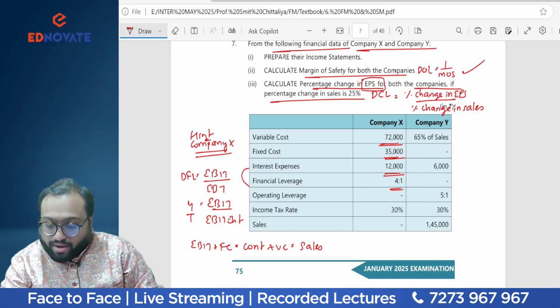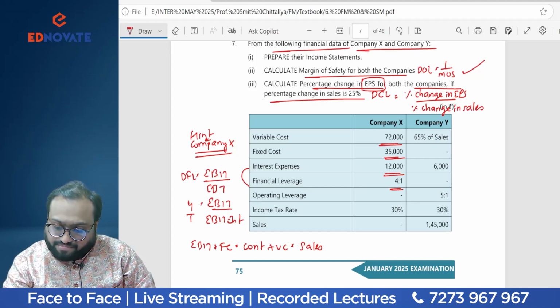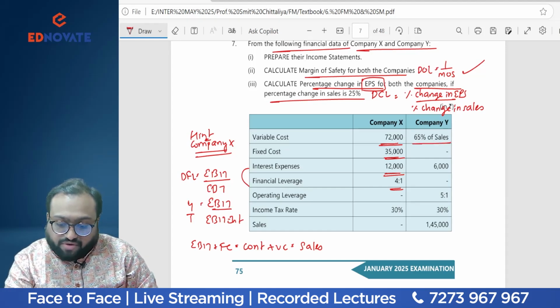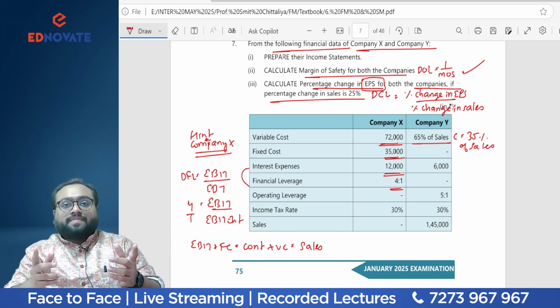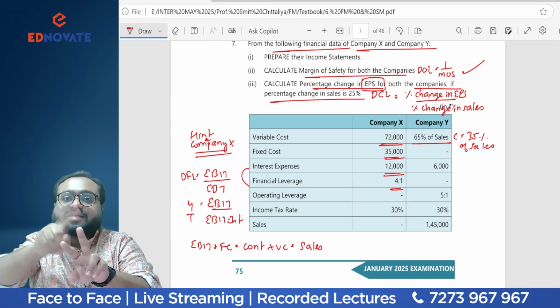Now looking at company Y, what information do we have? So variable cost is 65% of sales. Okay, that means my contribution will be 35% of sales because there's a relationship between variable cost and contribution. Sales has two kids, one is variable cost, second is contribution.